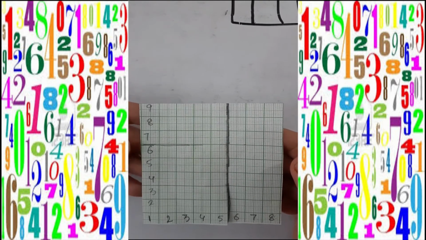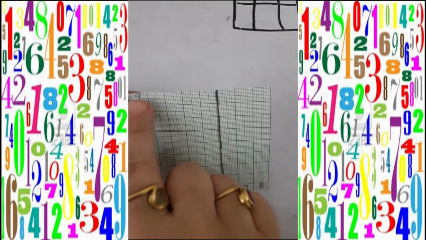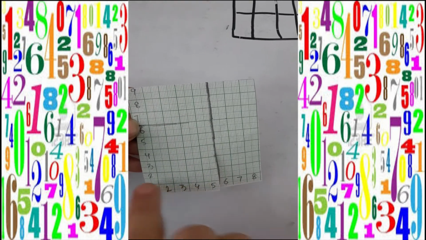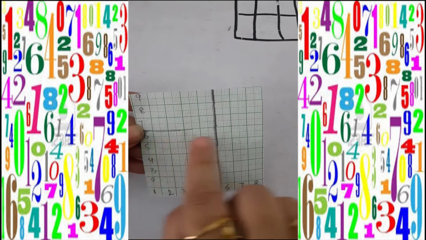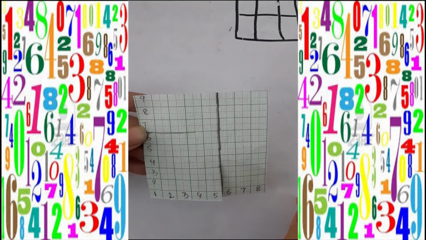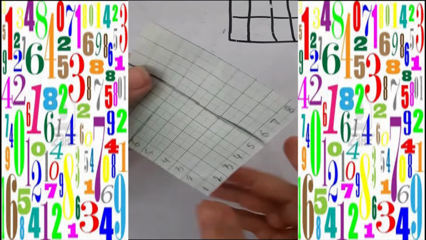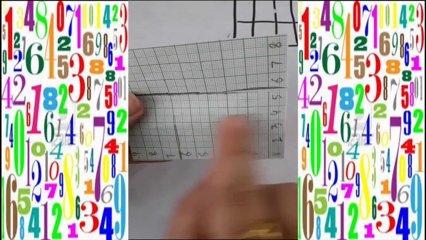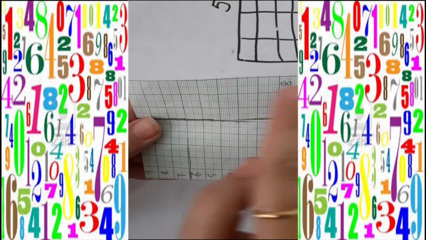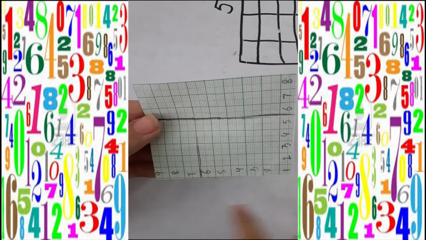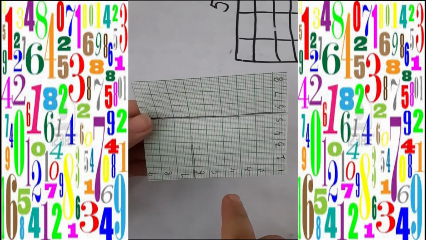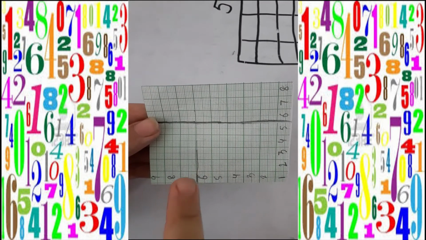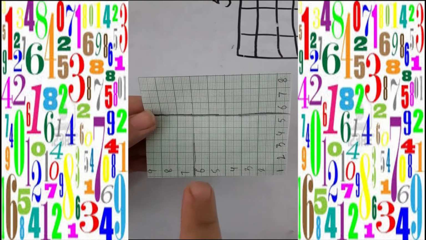As you can see here, I have 9 blocks this side. 9 rows are here: 1 2 3 4 5 6 7 8 9. And how many columns do I have? 1 2 3 4 5 6 7 8. So how many total blocks do I have? I have 9 multiplied by 8, which means I have 72 blocks.